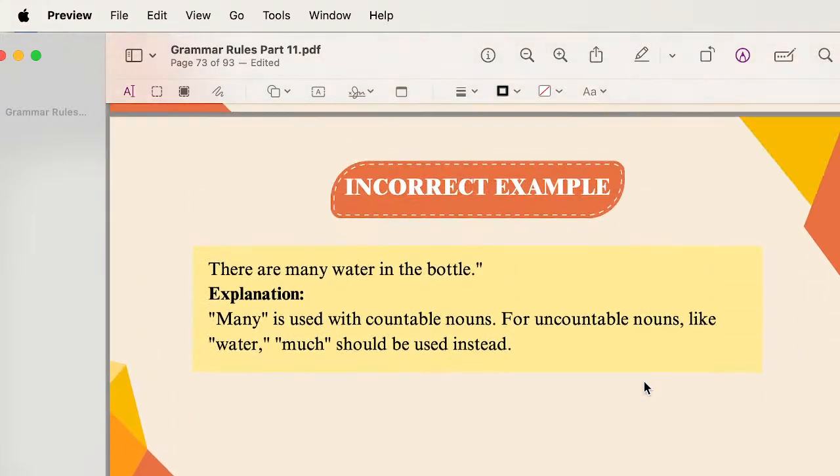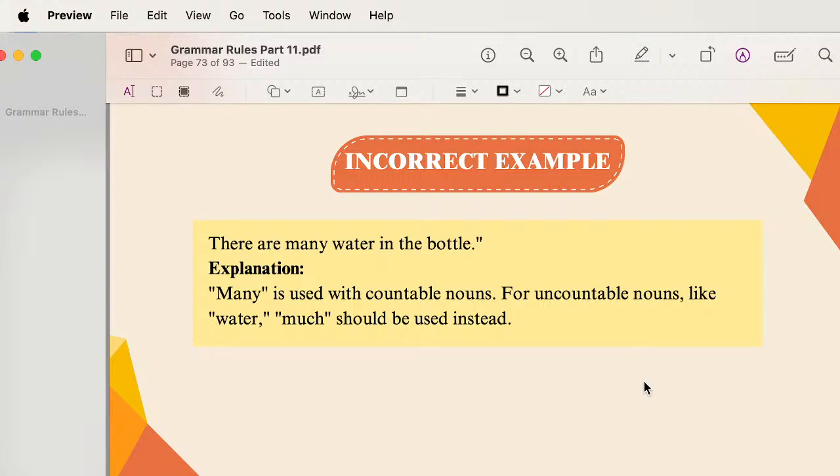But if something that you cannot count and you're still using many, then it is incorrect. "There are many water in the bottle" is incorrect. Why? Because you cannot count water. It is uncountable, so you're supposed to use much here.